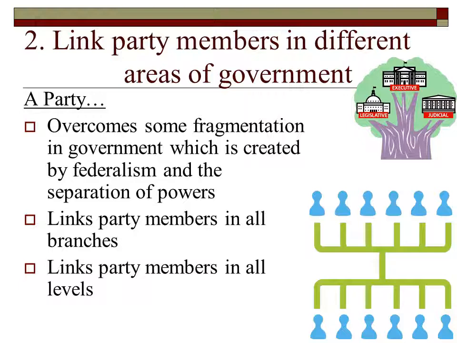Secondly, we're looking at linking party members in all levels of government. So you have the Republican National Committee in the big national central layer. You have the California Republican Party, and you may even have the Republican Party of Oakland. And even smaller than that, you may have the Republican Committee of whatever town you happen to live in. And these are all connected by virtue of the fact that they're all part of the same party.